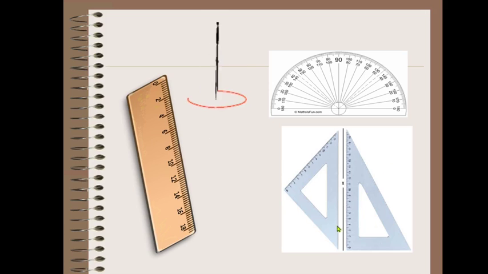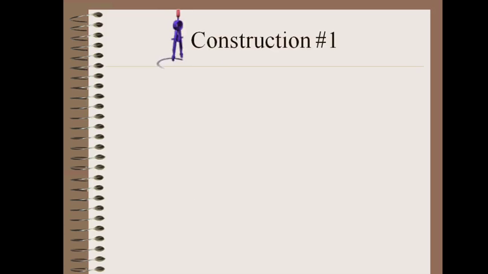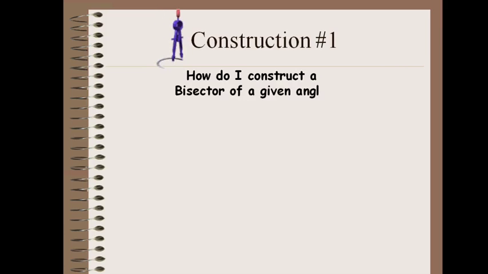This fourth figure on your screen is called set square. This one is 45 45 90 degree set square, and this is 30 60 90 degree. So these are some basic tools and instruments which you will find in your geometry box to draw various geometrical construction. Now first we are going to learn how do I construct a bisector of a given angle.